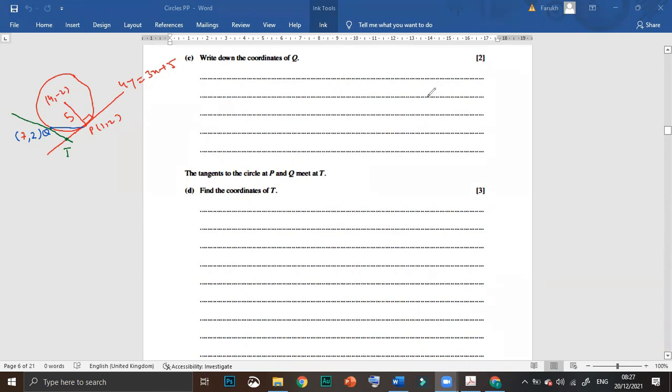We want to find out the coordinates of T. The tangent at Q meets the other tangent at T, the red one. We have the equation of TP. We will find out the equation of TQ, and then we will find out the point of intersection of the two tangents.